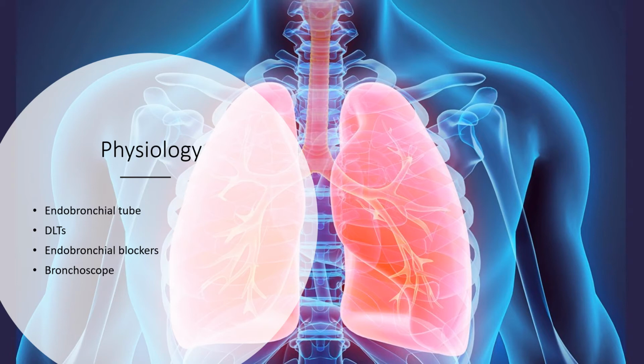Another method for facilitating lung isolation involves blockade of the bronchus to allow lung collapse distal to the occlusion using devices known as endobronchial blockers. This is better explained in the video I have on the next slide.